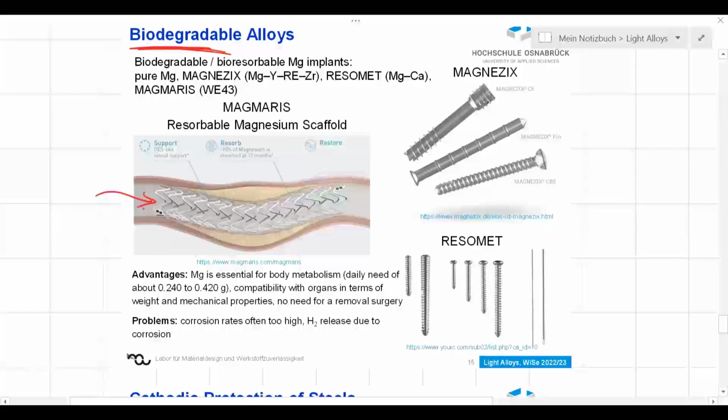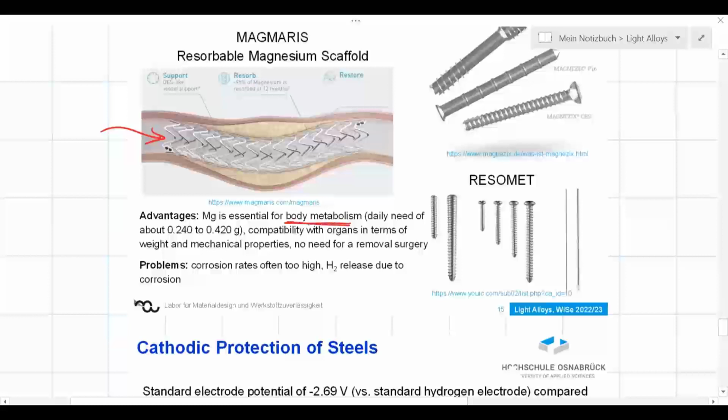For example, the stents. If we have an application where a blood vessel needs to be kept open for a while, and after a while it's not needed anymore, we could think about magnesium alloys. These are alloys where we could put yttrium, rare earth elements, zirconium. We need to make sure that the elements we put in these applications inside our body are biocompatible elements, right? So these must be elements which do not interfere with the metabolism of our body. So they must be elements which are necessary. And magnesium is an element which is necessary for the body metabolism. Daily, we are required to get something like 250 to 420 milligrams of magnesium. And it is possible to think about using magnesium as implants.